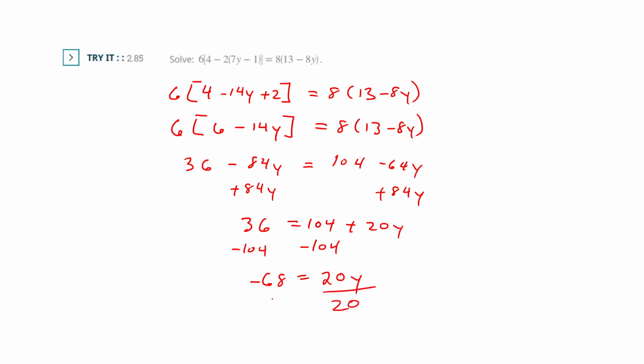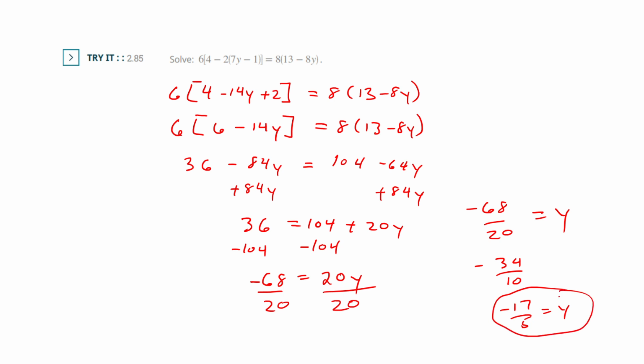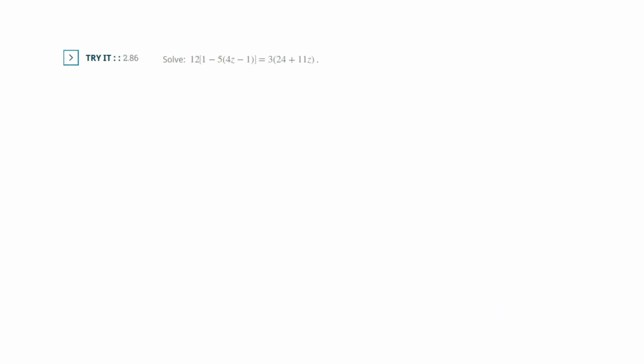Got my puzzle, but I'm going to divide both sides by 20. So I have -68 over 20 is our y. Now we can do some reducing. I'm sure you could probably do this faster than me. I believe if I did that right, I get down to this. Okay, more mess. So pause it and try it yourself. It doesn't get much harder than this.